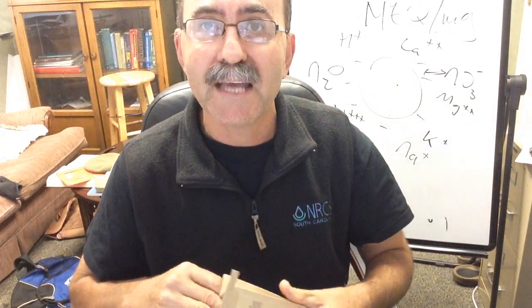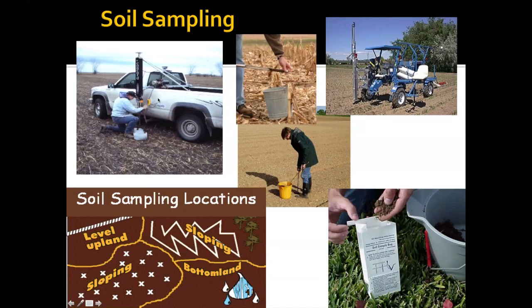There might be a lot more sample than you can send. So you'd mix it up and send the right amount to the lab, and then discard the rest. So one sample or just one sample core will not do it. You really want representative samples. So you can see, you can automate this whole process.